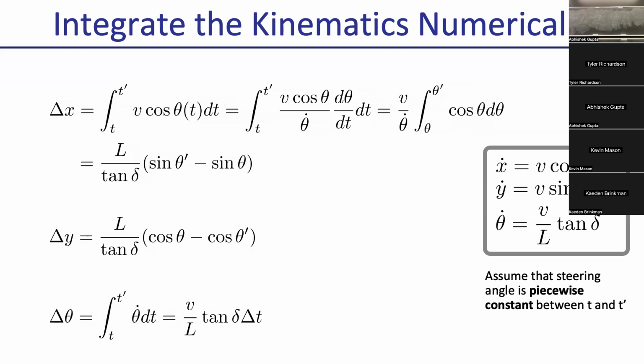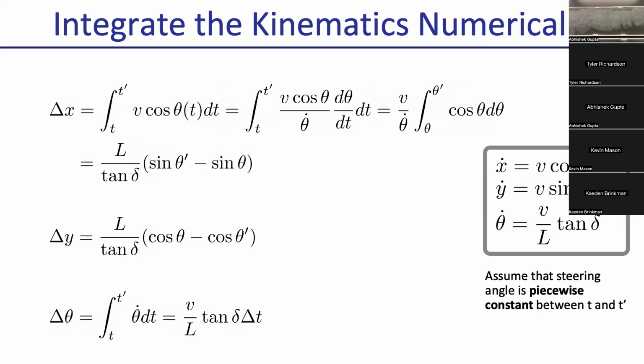Okay, so that's one. Then to get delta x, you want to take the x dot and integrate it over time. So you're going to say v cosine theta dt and integrate it over time. Now, the problem is theta is a function of t, and that's kind of annoying to do. Instead, if we write everything as a function of d theta, it's nicer to integrate. So we're going to try converting that dt to something in terms of d theta. We know that d theta over dt is v over L tan delta.